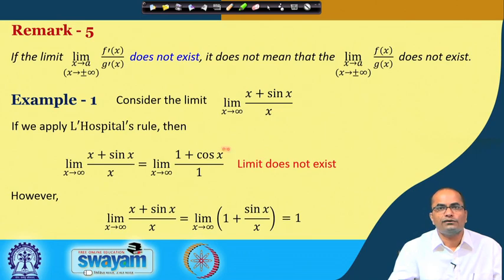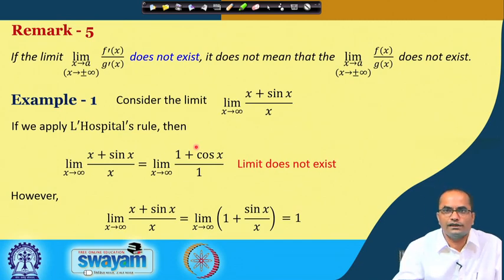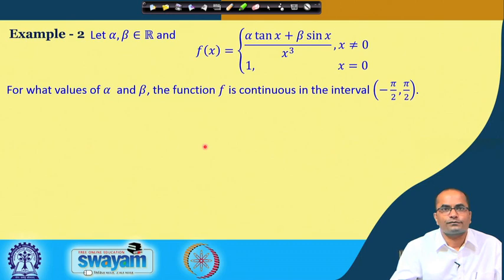So, if we had concluded by applying the L'Hopital rule, because this limit does not exist, then we could have claimed that the limit as x goes to infinity of x plus sin x over x does not exist, but that would have been a wrong conclusion. That is why in the rule we have every time written "provided the limit of the ratio of the derivatives exists." So, that is very important.